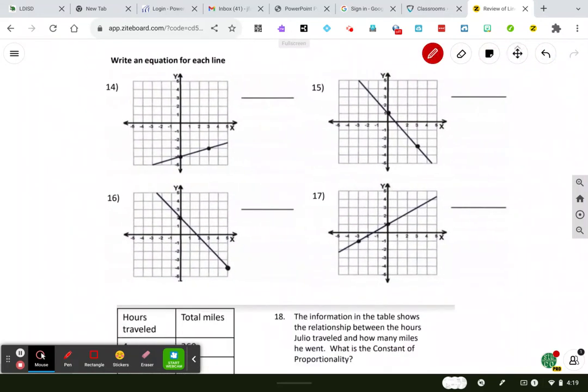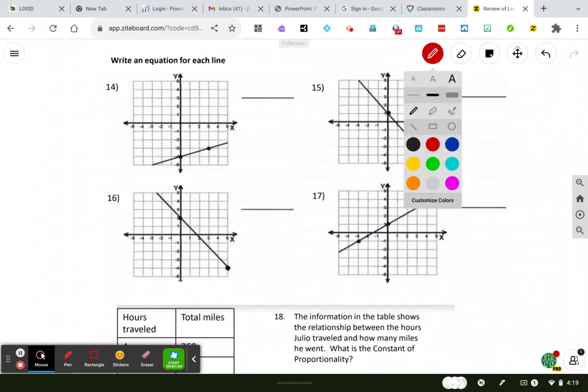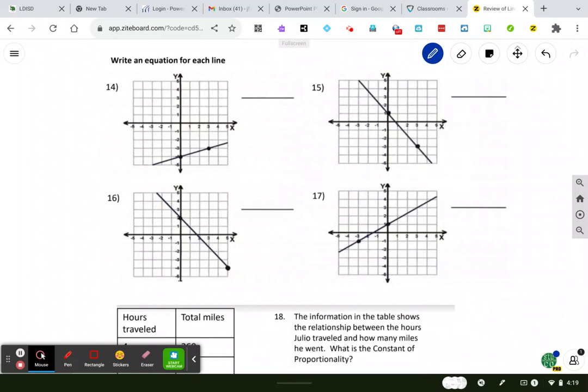All right, these last little bitty ones here: 14, 15, 16, and 17. Now we're taking what we've learned and what we know about an equation and how they work, and we're going to write an equation based on the graph that we're looking at. So we know that we have to start at the y-axis.